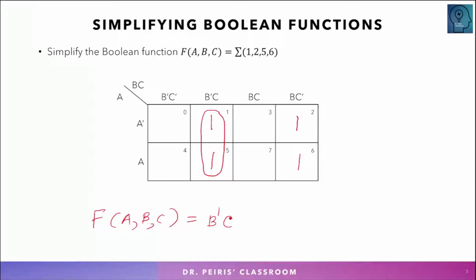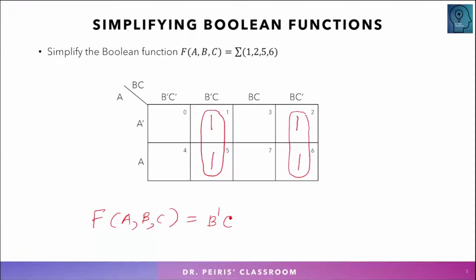Now the next group is 2 and 6. So we can group these two. Now what is the term for this group? It is under this column BC prime, which means this group is BC prime.